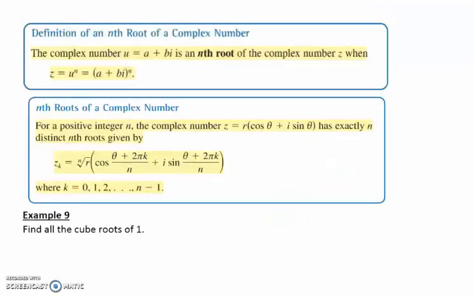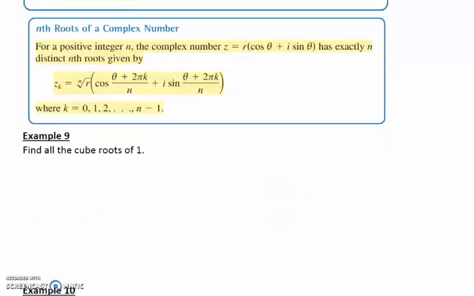All right, let's take a look at the last problem. We know that n is going to be 3 because it's the cube root. Our r is going to be 1 because it's really like 1 plus 0i, so the square root of 1 squared is just 1. And so we can also find theta. If we think about this as being 1, 0, because there's no imaginary number there, then theta is 0 degrees, or 0 radians, depending on how you want to look at it.